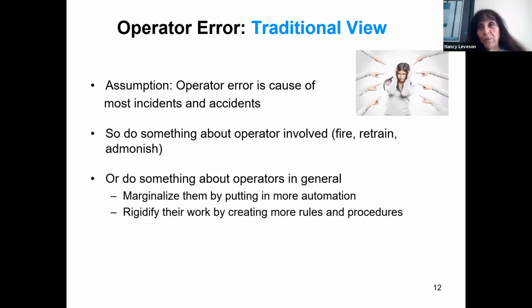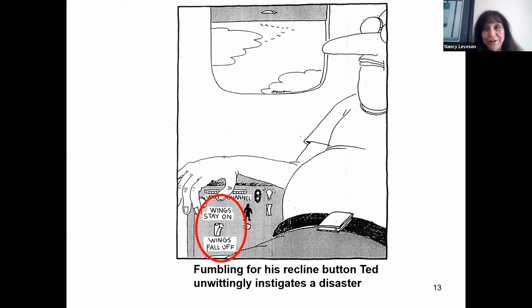So what's the solution? Well, if you don't know why they did what they did and why it made sense, if you only look at what they did wrong, what you end up with is you have to do something about the operator. And if they lived through the accident, then you can fire them or retrain operators, or marginalize them by putting in more automation, or rigidify their work by creating more rules and procedures, which they're not going to be able to follow because they can't get their work done if they follow them, and then we blame them when they don't follow them. It's a circular argument. It doesn't help.